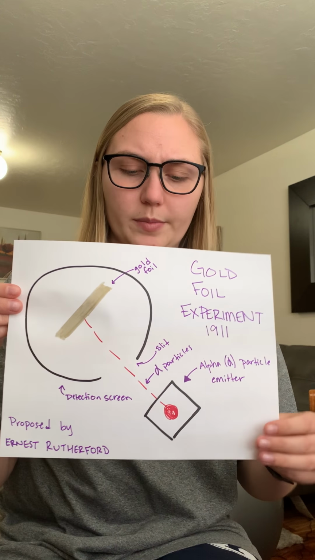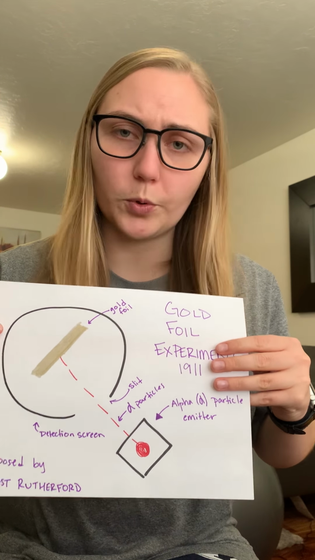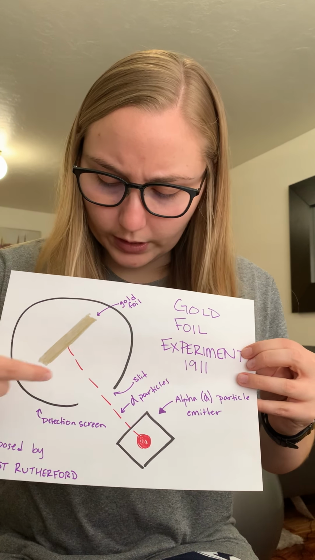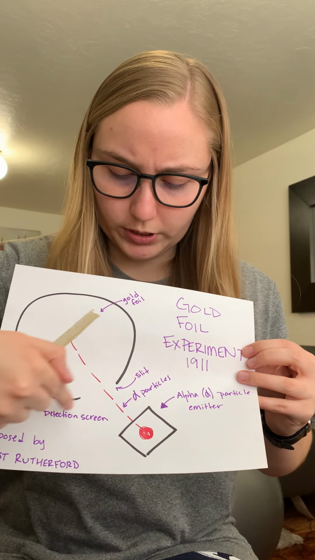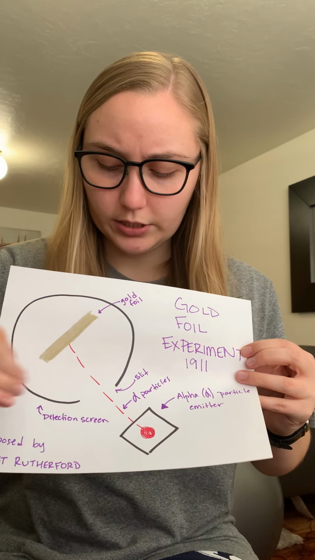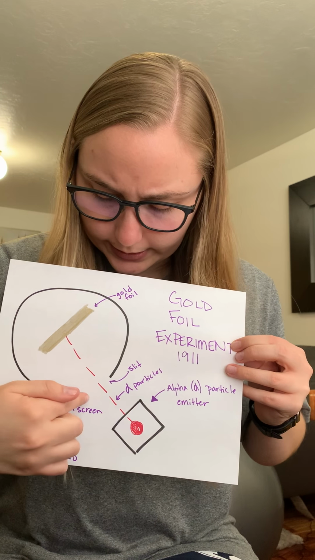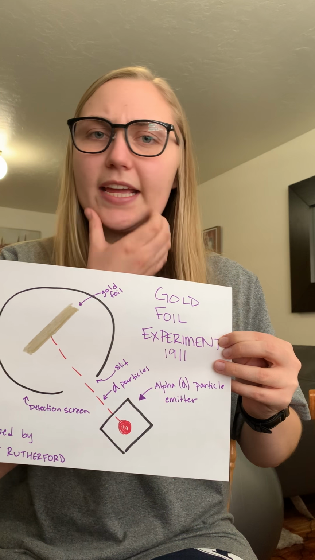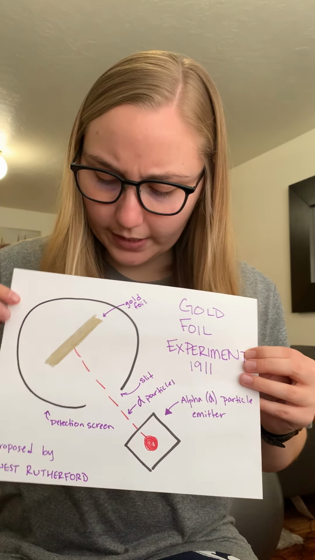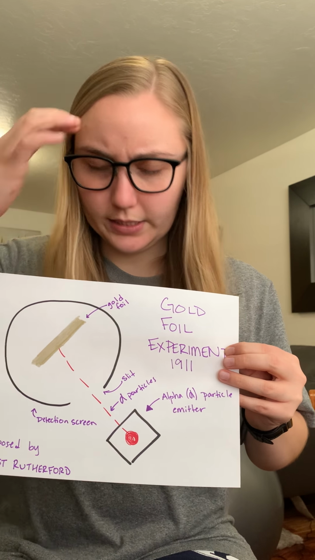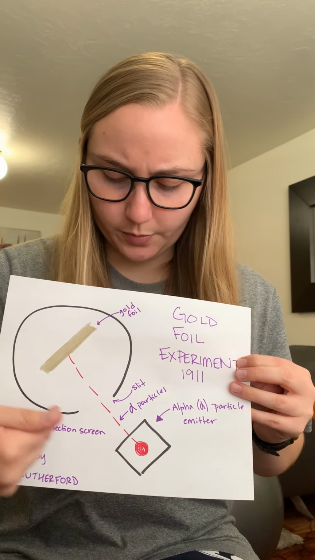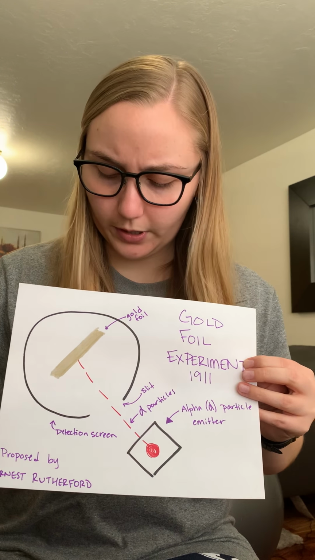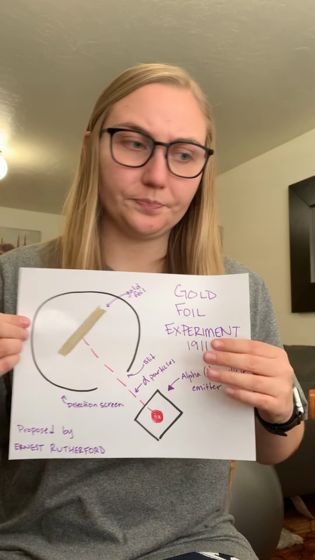It's called the gold foil experiment. The setup was pretty simple, but when you think about the fact that it's 1911, pretty complex. There was a detection screen placed around, and it had a slit in it. Over here, they had the alpha particle emitter, and they used a high energy alpha particle. They had a gold foil in the center, which would get hit by the alpha particles coming through the slit. They were going to shoot the alpha particles through and see where they went.